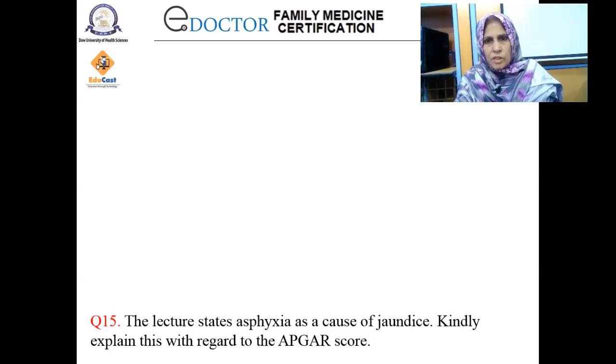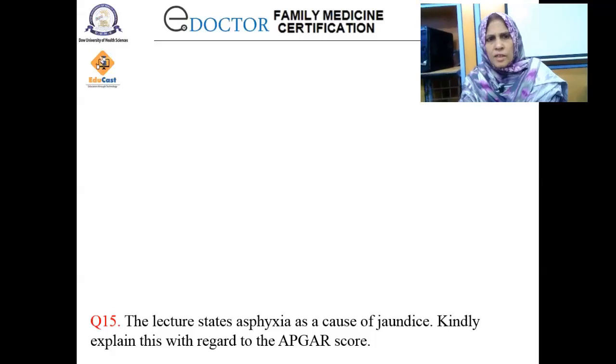The lecture states asphyxia as a cause of jaundice. Kindly explain this with regard to the Apgar score. Well, the Apgar score is just an indicator, as I have already mentioned previously. It just tells you what was the condition of the baby at the time of birth, and then at 5 minutes it tells you whether your resuscitating efforts have done any good or not, and what will be the ultimate outcome.